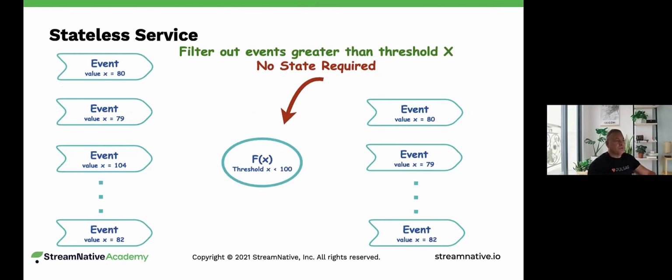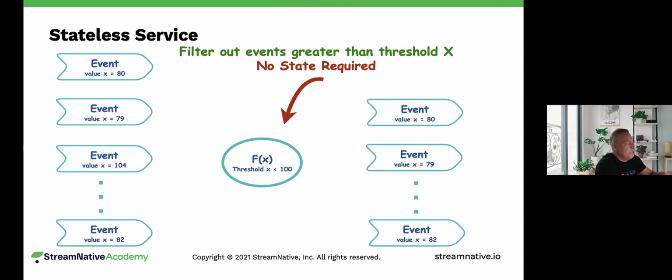So let's look at this graphically. The difference between a stateless service and the events coming in, and then you're applying the logic and what's coming out at the end. So let's say you have a stateless function where you're trying to filter out events where the values are greater than a certain threshold, right? So you're looking at events coming in, and you're only interested in values of X that are less than 100.